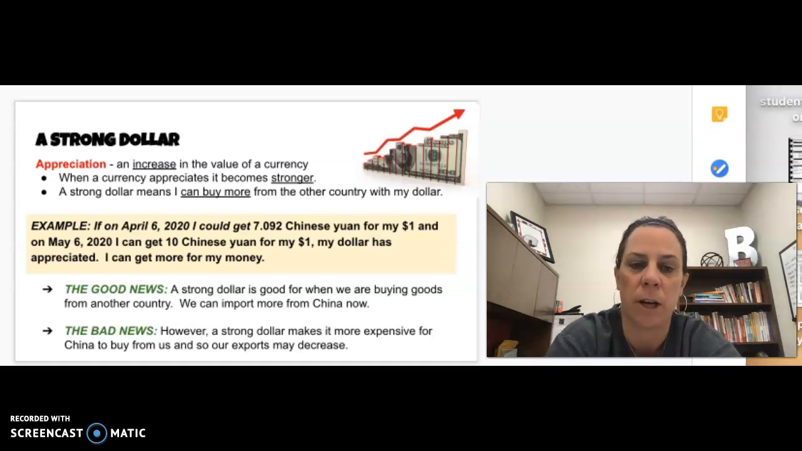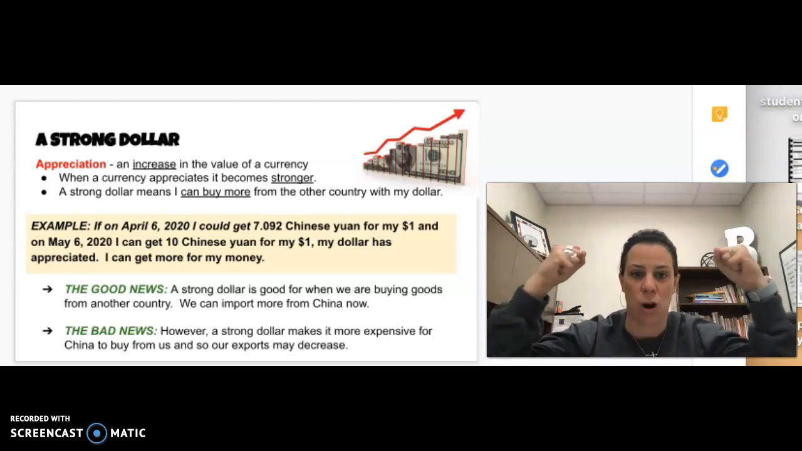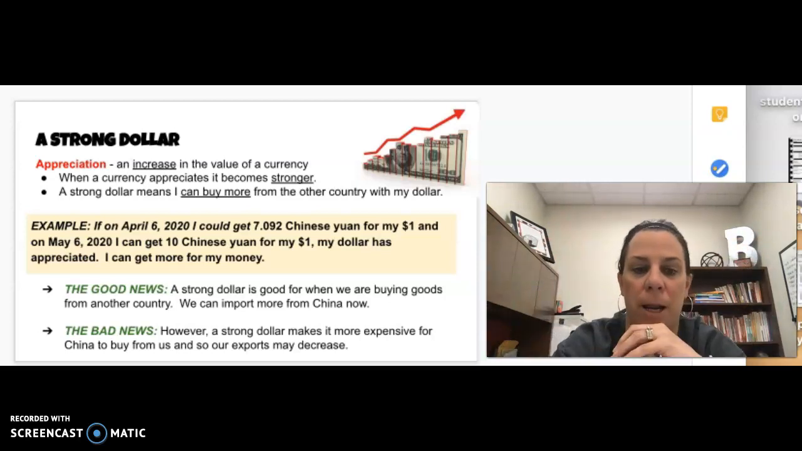So I'll give you an example here. Back on April 6th, I could get 7 Chinese yuan for my $1. And then on May 6th, a month later, I could now get 10 Chinese yuan for my dollar. We would say it appreciated, because when I go to exchange that money, I get more for it. So I go, oh my gosh, I get 10 Chinese yuan now? Wow, that is a strong dollar. So I can get more for my money.